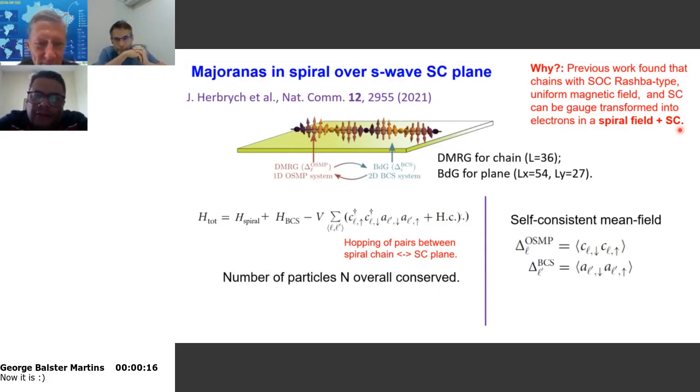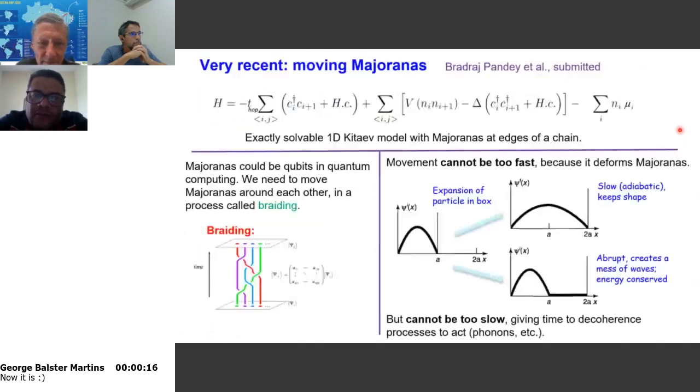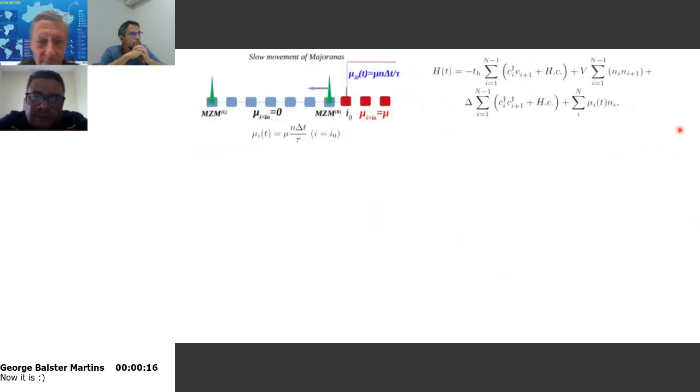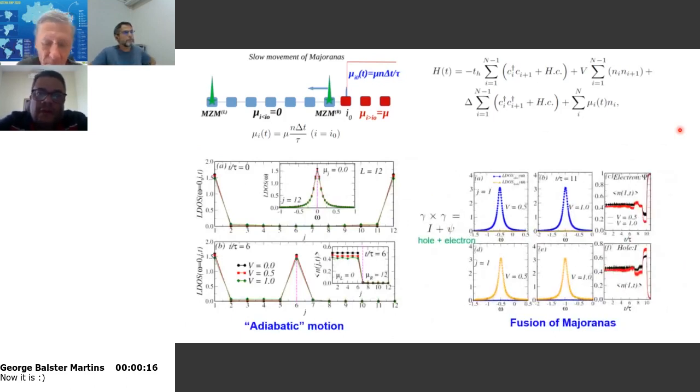I have two questions about the moving Majoranas. The first question is, I didn't understand what causes the movement of the Majorana. And the other question is, what happens if one Majorana meets another one during their movements? Okay. How do we move them?